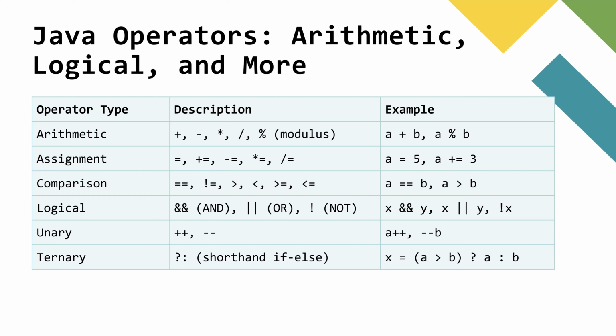In this lesson, we will explore the fundamental operators in Java programming. You will learn about arithmetic, assignment, comparison, logical, unary, and ternary operators. Each operator type will be explained with clear examples and practical demonstrations using Java code. By the end of this lesson, you will understand how to use these operators effectively to build logical expressions and manipulate data in your Java programs.